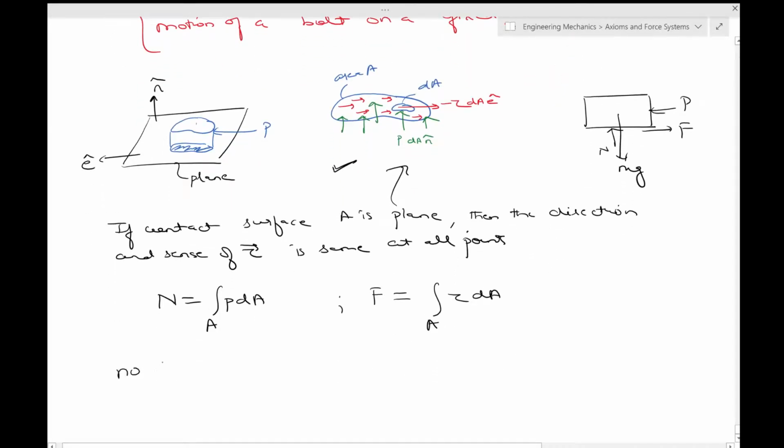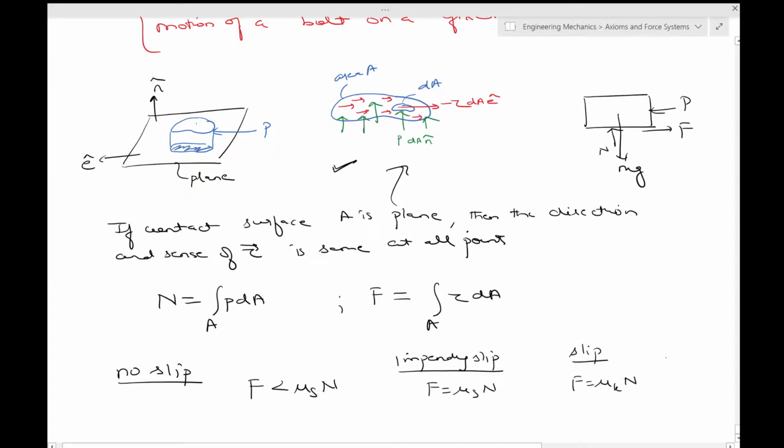For no slip you will have F smaller than or equal to mu s N. For impending slip you will have F equal to mu s N, and then for slip it will be F equal to mu k N. This is equation 2.62.